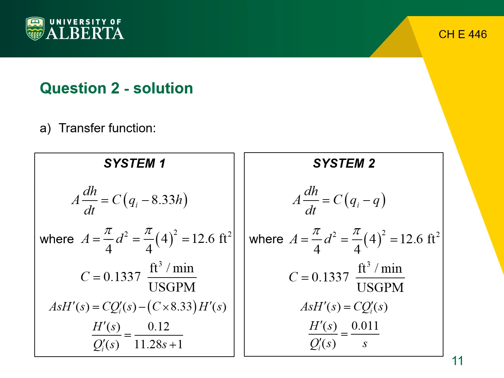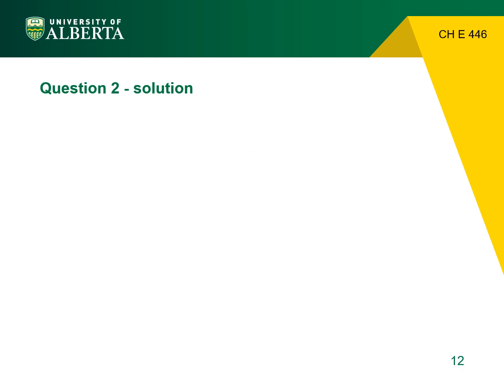The transfer function for system 1 is given by h prime of s over Qi prime of s equals 0.12 over 11.28 s plus 1. The transfer function for system 2 is given by h prime of s over Qi prime of s equals 0.011 over s.